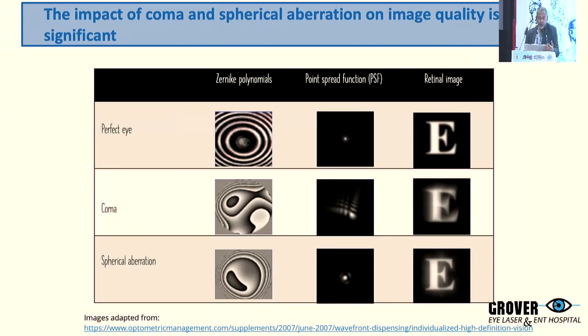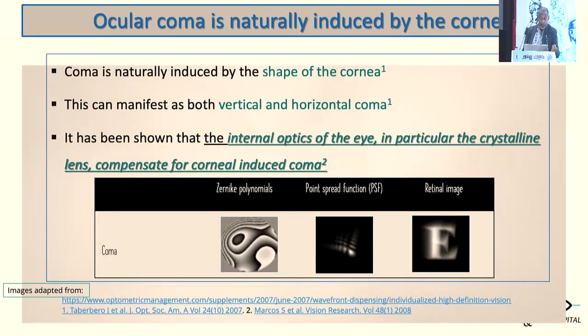The impact of these two aberrations on the quality of vision is quite a lot, almost equivalent to the last two lines. In terms of higher order aberration, around 0.25 micron is equivalent to around 0.2 diopters of spherical error, which is equivalent to the last two lines in the Snellen chart. So this has quite a bit of effect on the quality of vision. In a perfect eye, you get a point spread function, but if you have coma or spherical aberration, you get a spread out point spread function.